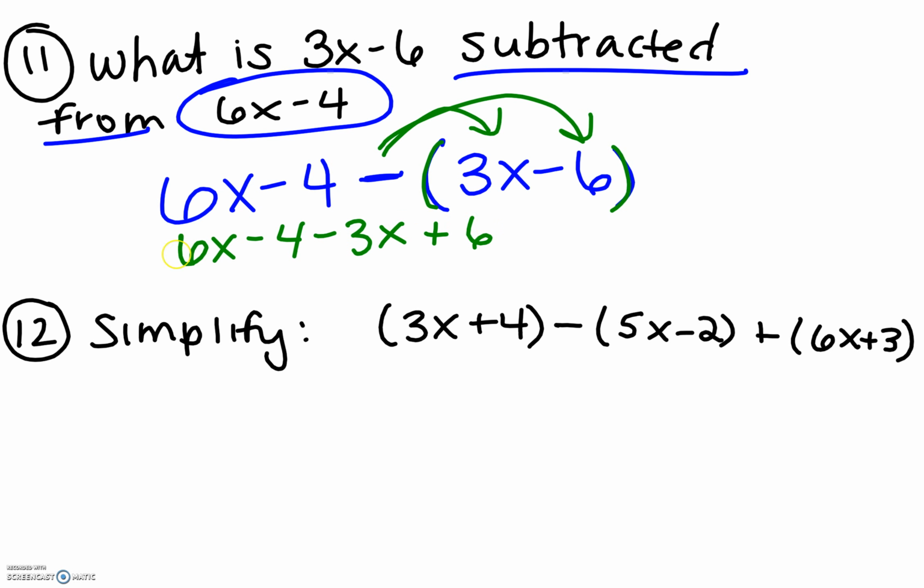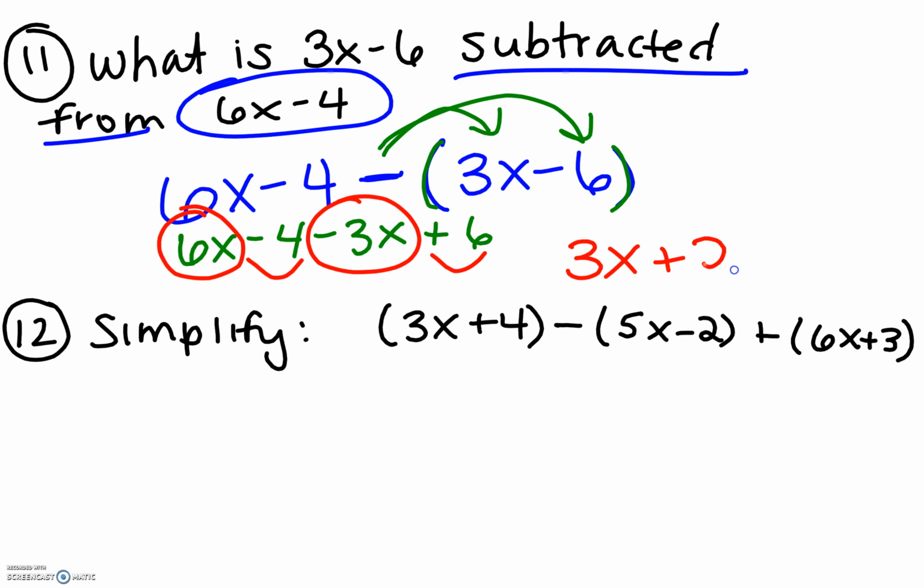From here, combine like terms. Positive 6, negative 3 is 3x. And then a negative 4, a positive 6 is a positive 2.